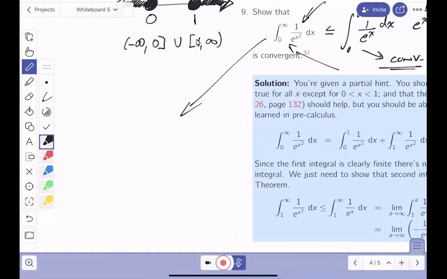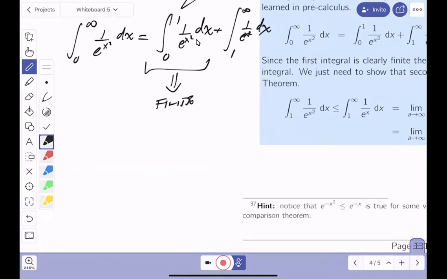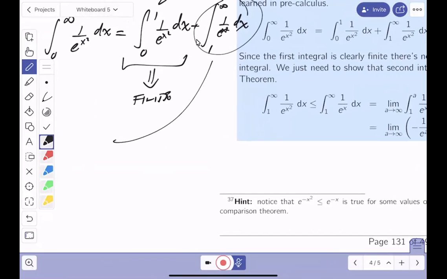So what am I going to do over here? I'm going to write this over here, 0 to infinity, 1 over e to the x squared dx should be written as 0 to 1, 1 over e to the x squared dx, which is a finite number. This is finite, plus 1 to infinity, 1 over e to the x squared dx. And then what you have to do is you have to show that this is convergent by doing a comparison.